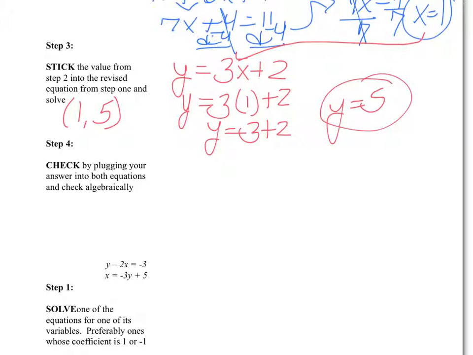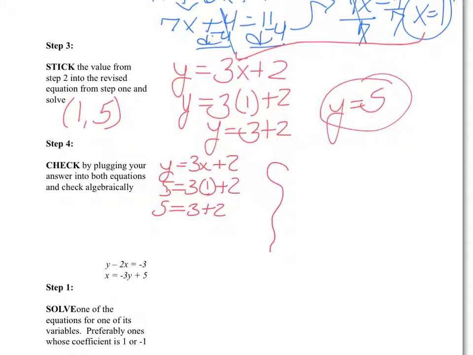So we check back in the original equations. You have to check back in the original equations. So now we need to go and check. So we got the answer 1, 5. You have to check back in both of your original equations. You do have to check back in both, just like we did with graphing, because sometimes one answer will check in one equation and not the other. So 5 equals 3 times 1 plus 2. 5 equals 3 plus 2. 5 equals 5, and my answer checks in the first equation.